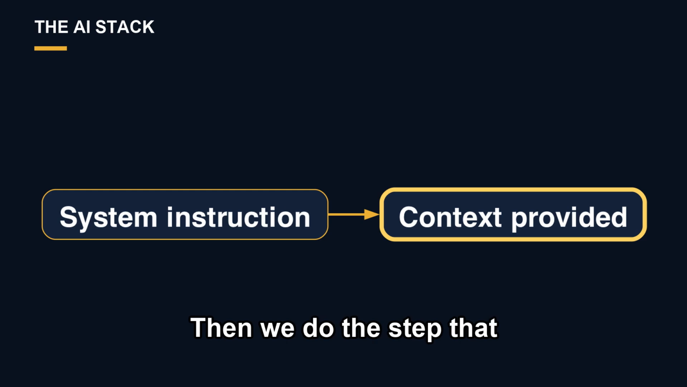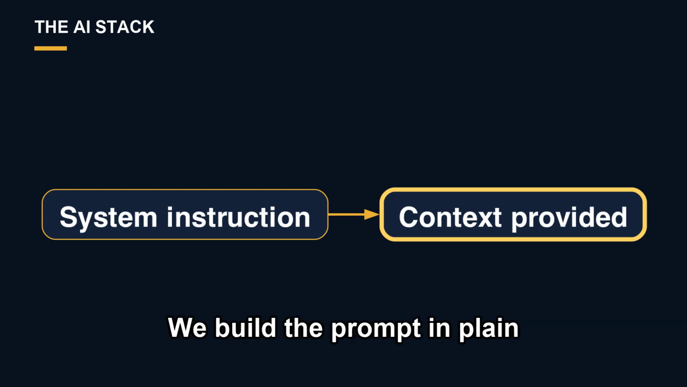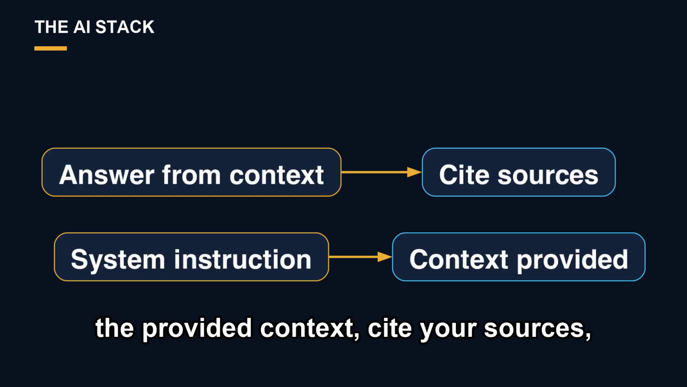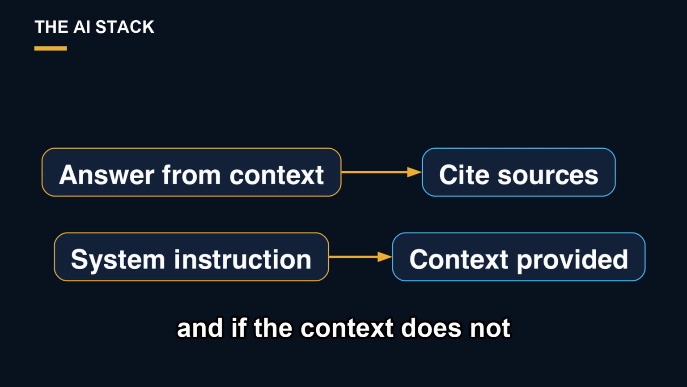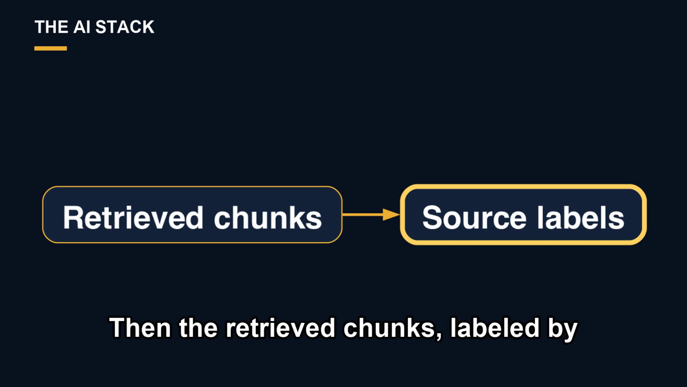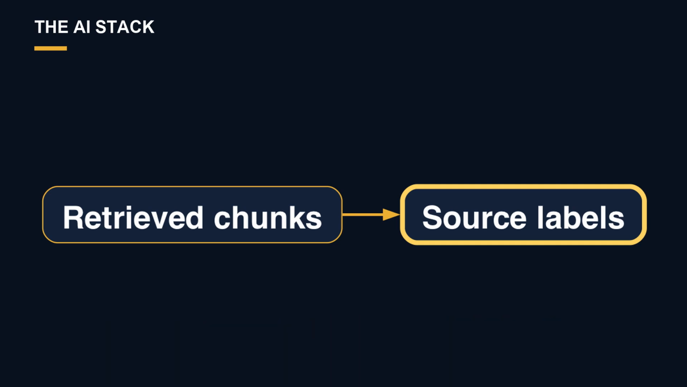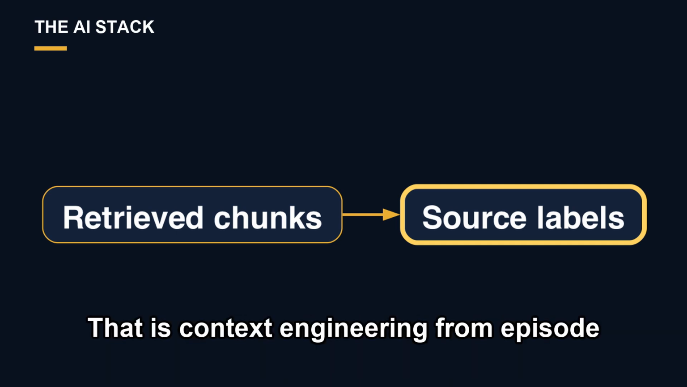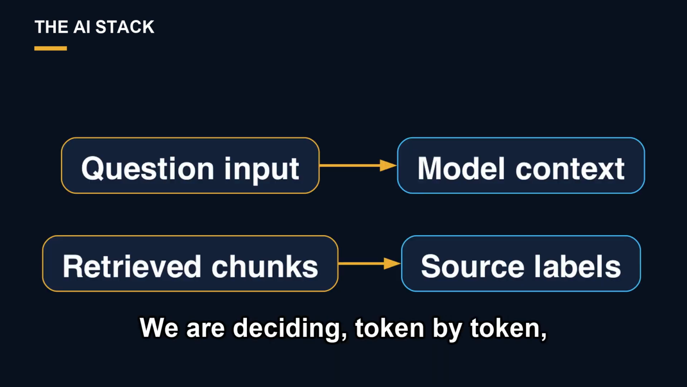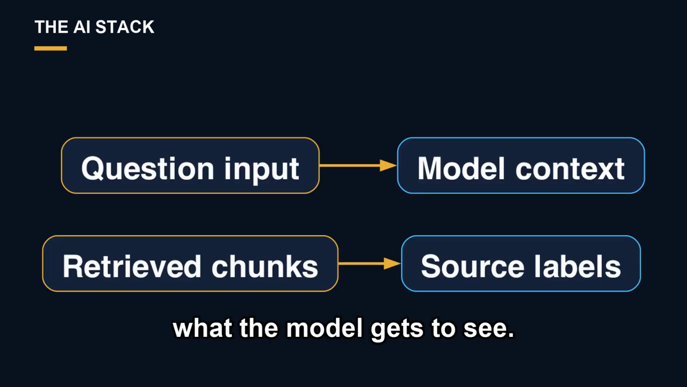Then we do the step that makes RAG honest. We build the prompt in plain sight. A system instruction. First, answer from the provided context, cite your sources, and if the context does not contain the answer, say so. Then the retrieved chunks, labeled by source. Then the question. That is context engineering from episode 43 at its most literal. We are deciding, token by token, what the model gets to see.